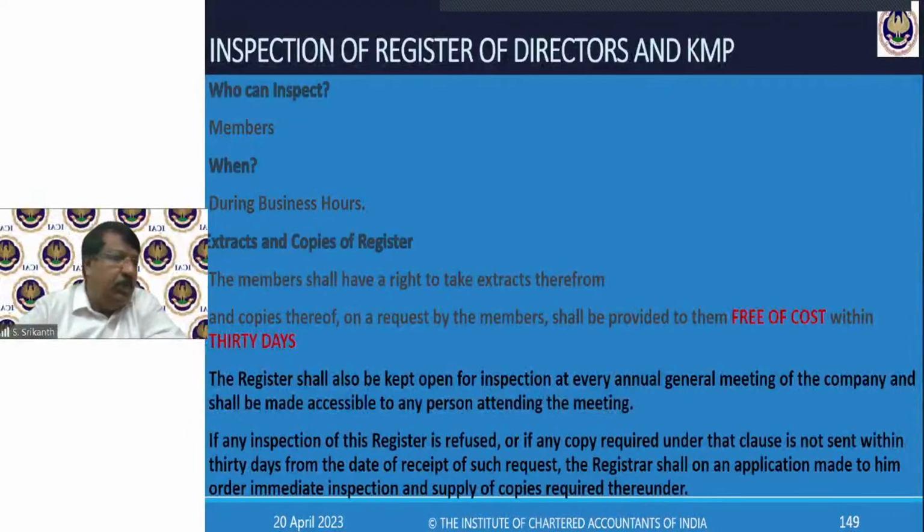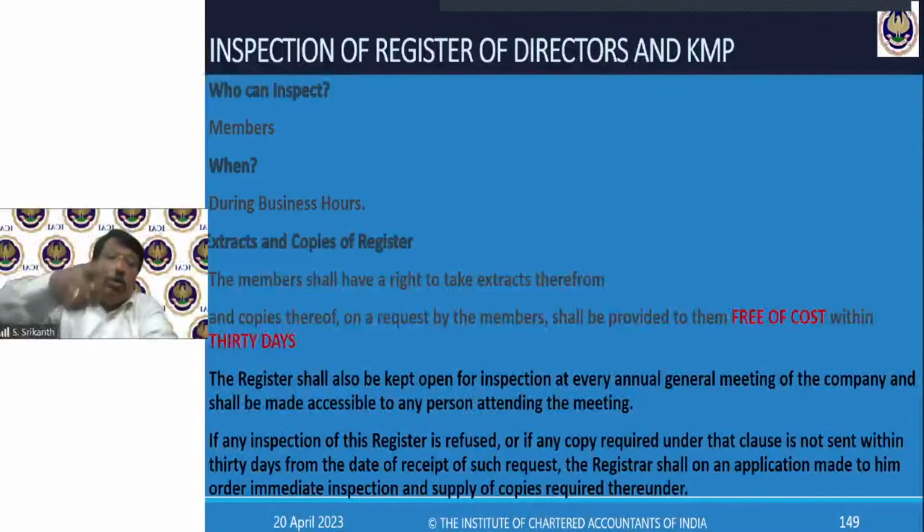Inspection, I told you now, inspection. Who can inspect? Members, right? Only members can inspect. The public cannot inspect, but members can. It is a statutory register. It can be inspected by members during business hours. Members shall have the right to take extracts and copies. In case they want copies, you have to provide them free of cost within 30 days.